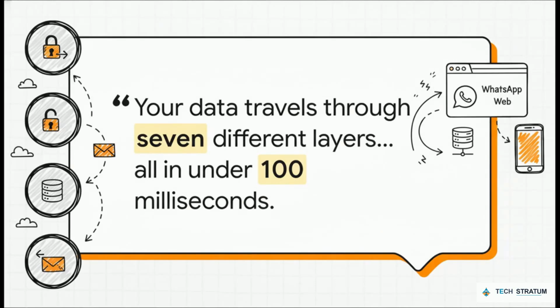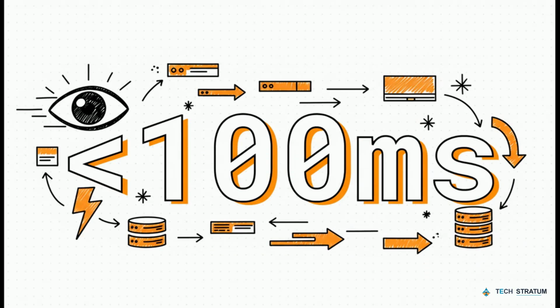Just take a look at this. You send a WhatsApp message from your computer, it zips through 7 different layers. It's hitting servers, getting encrypted, decrypted, stored, and then poof, delivered. And get this, the whole thing happens in under 100 milliseconds. Yeah, that's literally faster than you can blink.